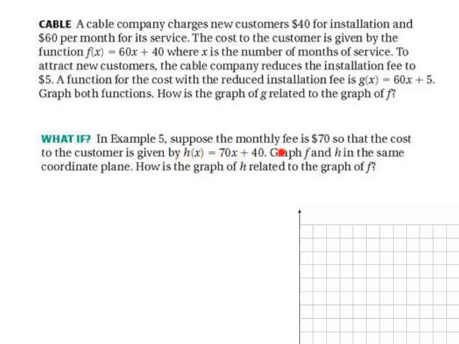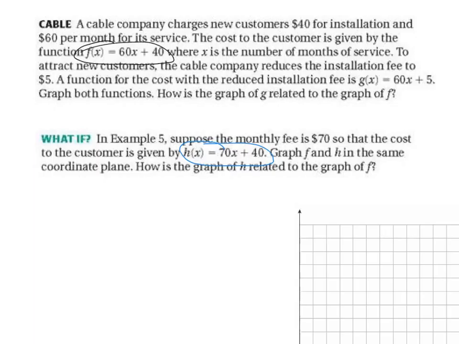It says, suppose the monthly fee is $70, so that the cost to the customer is given by h of x equals 70x plus 40. Graph f and h in the same coordinate plane, and how is the graph h related to f? So we are graphing this, and we're graphing this, okay?